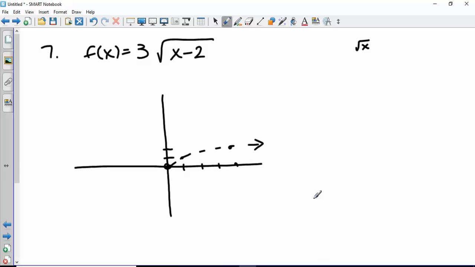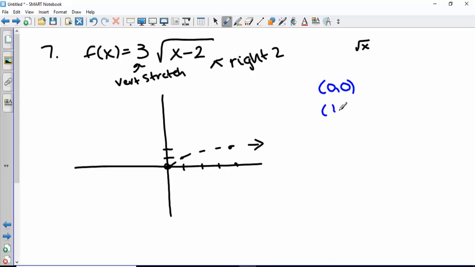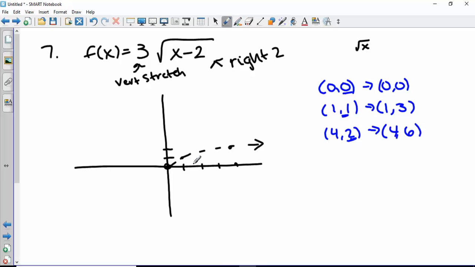So there's my graph. What does the minus 2 do? Right 2. And what is the 3? Stretch. Okay. Outside is y and it does what you think. So that stretch, if you just took these ordered pairs that we have, the stretching part is just taking their y value times 3. So 0 times 3 is still 0. 1 times 3 is 3. 2 times 3 is 6.